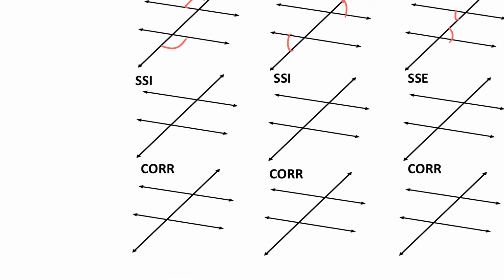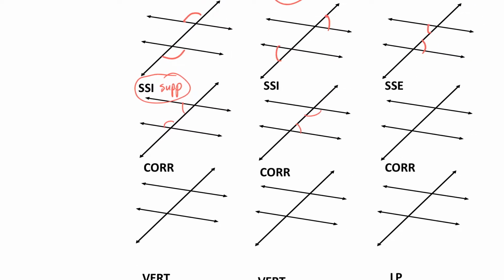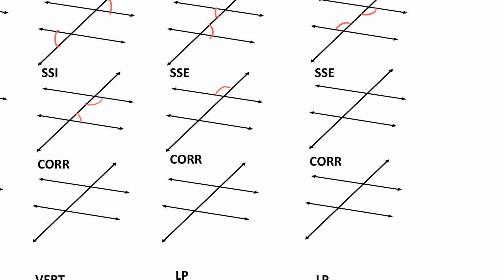Okay, same side interior would be like this and this, or this and this. If the lines are parallel, what do I know about same side interior? Yes, they add up to 180. They are supplementary, right?